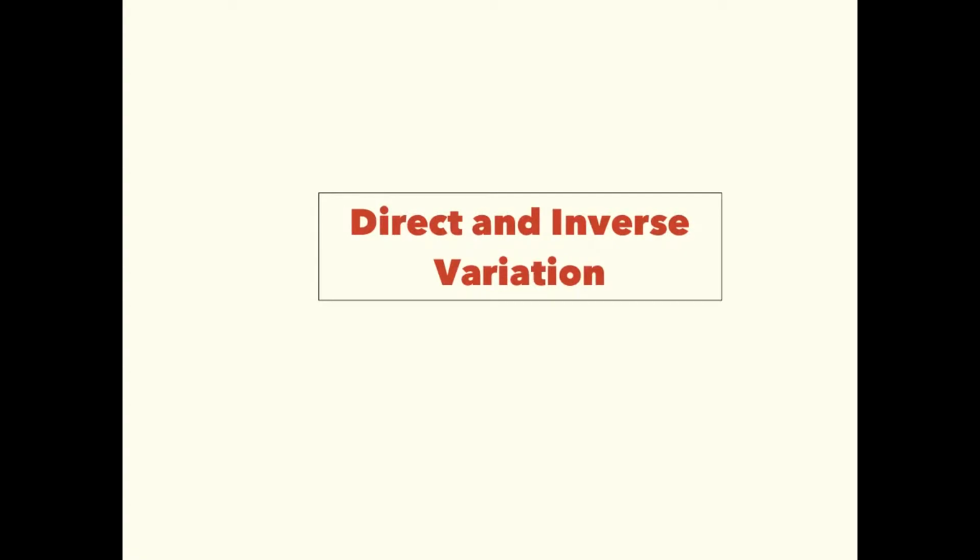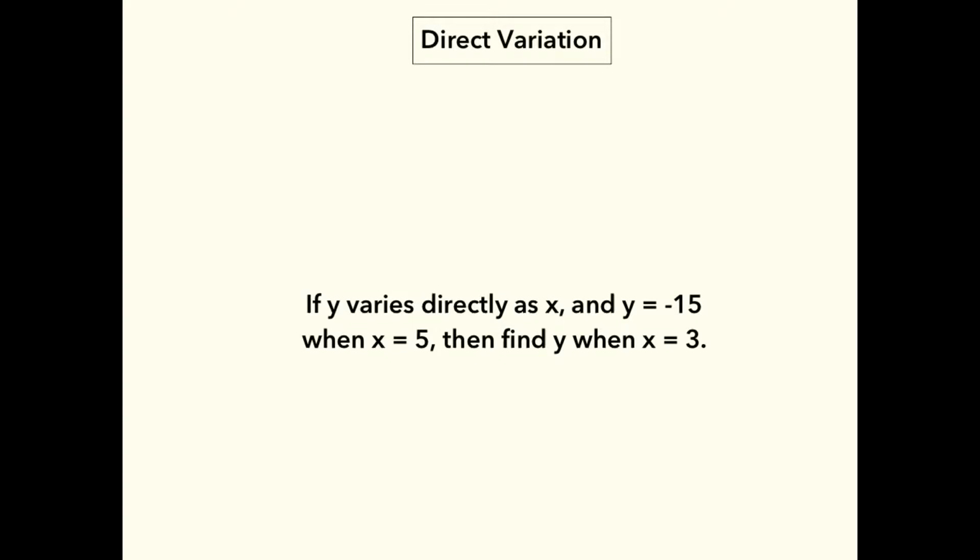Let's get started. When y varies directly as x, that's direct variation, and we write it as y equals kx. K is a constant. It's called the constant of variation, as you'll see on your notes sheet. When the value of y increases, the value of x is going to increase. When y decreases, then x will also decrease.